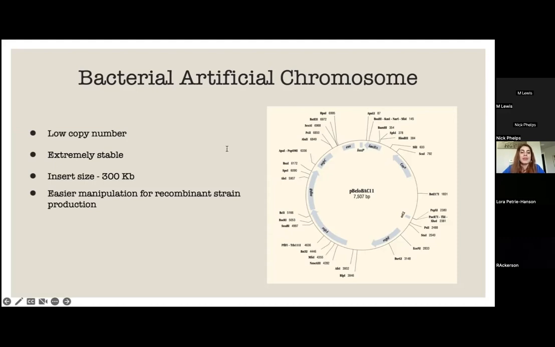The biggest advantage of BACs to us over plasmids is their capability to have inserts of up to 300,000 base pairs. And some of the yeast artificial chromosomes can actually hold up to 500 kb. So with an insert capacity of 300 kb, that means that BACs can hold complete viral genomes of double-stranded DNA viruses. And that's a huge deal for us for one main reason. It makes it way easier to produce recombinant viral strains. And you can actually do it inside E. coli, which we'll talk about in a second.